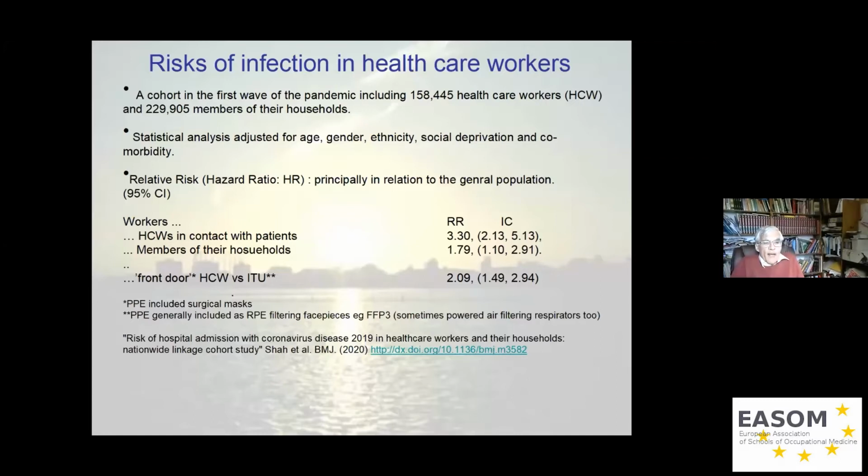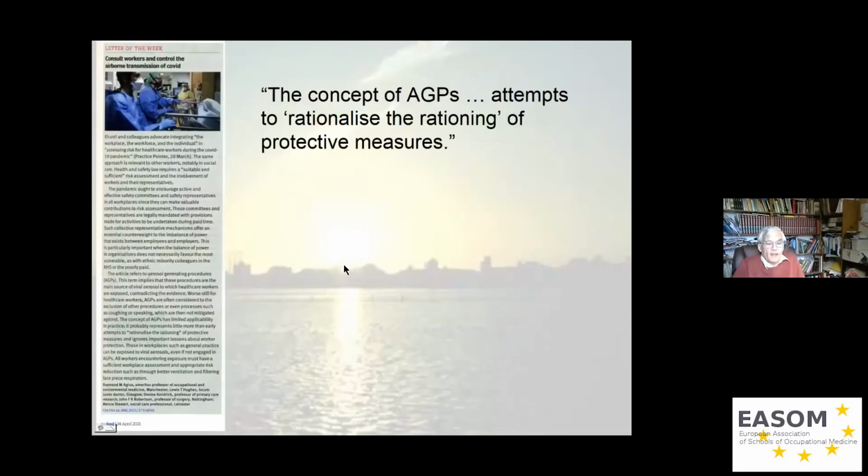But they also did comparisons of the front door healthcare workers, those first in contact with sick people in accident and emergency departments, in the medical ward and so on, with those staff in intensive care units. And they found that if you were a front door worker, you actually had twice the relative risk than if you were working in an intensive therapy unit. So these front door workers, the general medical wards and so on, have not been adequately protected.